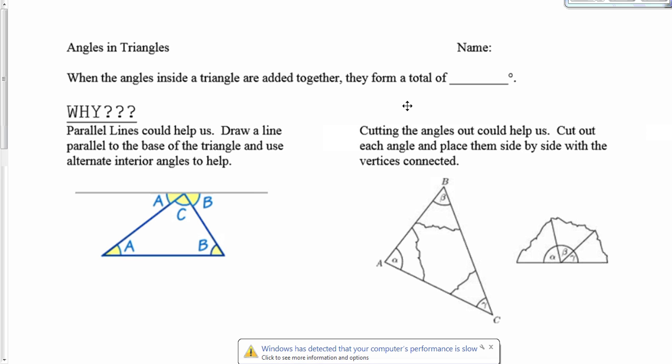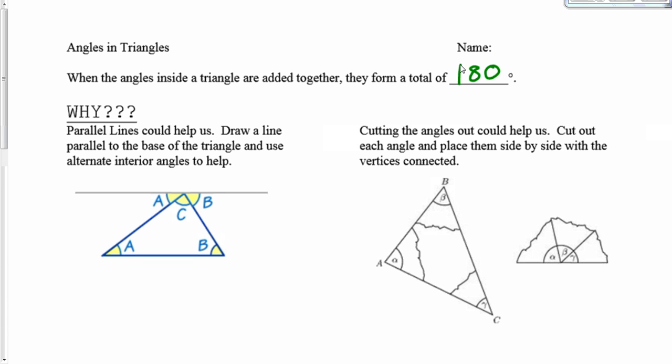All right, let's begin. The main thing that you need to know in order to be successful in this unit is that when angles inside a triangle are added together, they form a total of 180 degrees. You could say that the three angles together are supplementary. They add up to 180 degrees always. That's what makes a triangle.